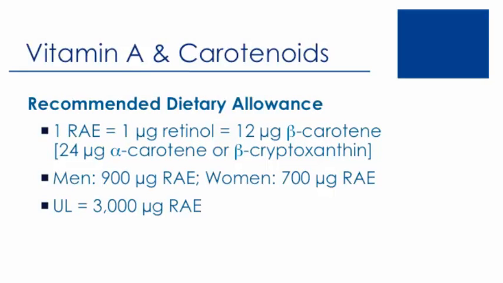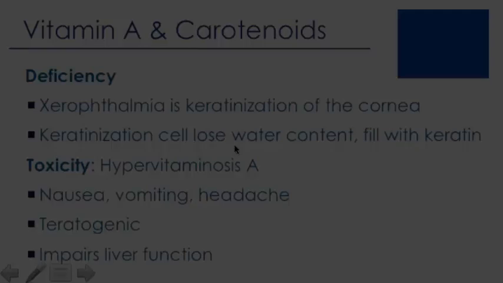We will now review the RDA for vitamin A. For men it's 900 micrograms per day, for women it's 700 micrograms per day, and the tolerable upper intake level is 3,000 micrograms per day. Then we see this conversion: 1 retinol activity equivalent equals 1 microgram of retinol, and 1 microgram of retinol equals 12 micrograms of beta-carotene. So beta-carotene has a higher conversion compared to the other carotenoids, compared to alpha-carotene or beta-cryptoxanthin.